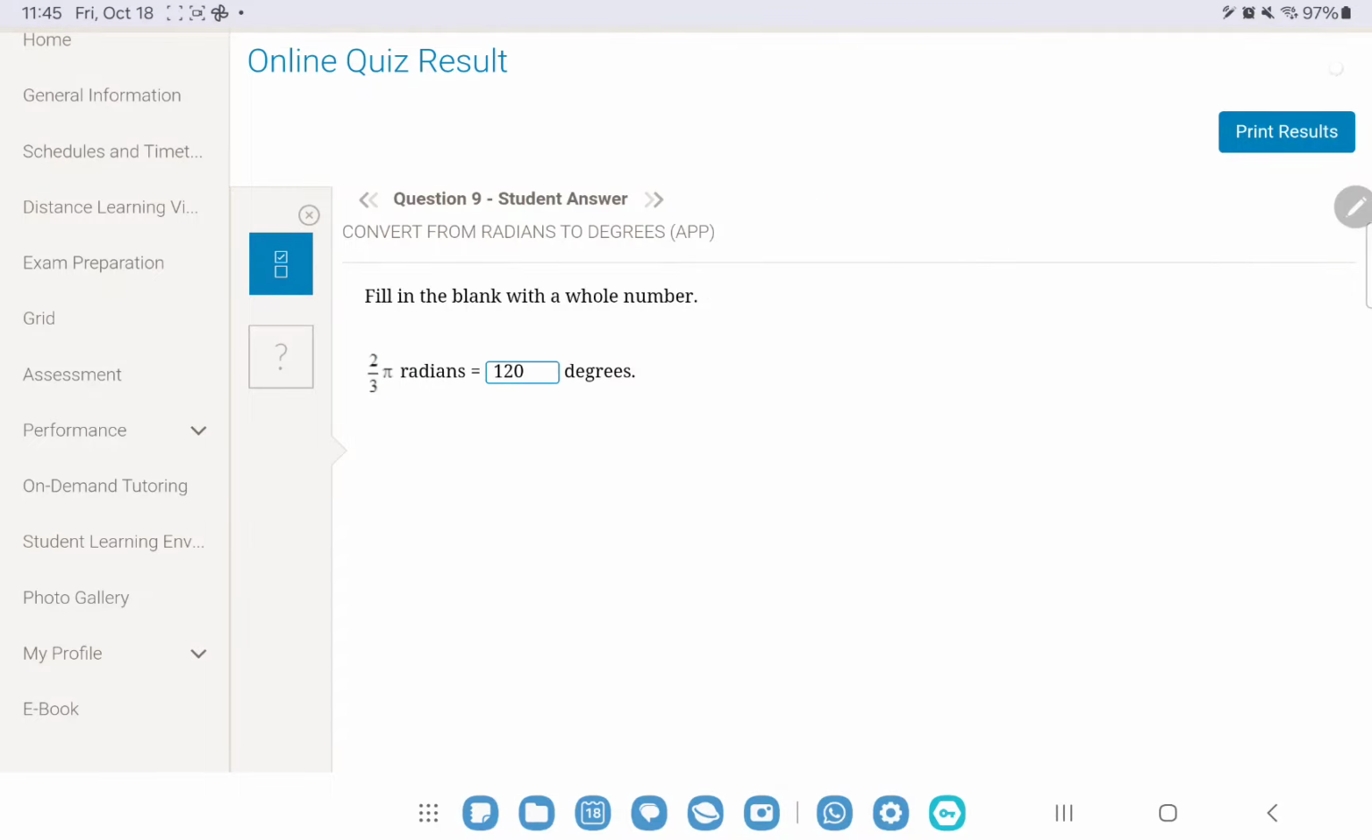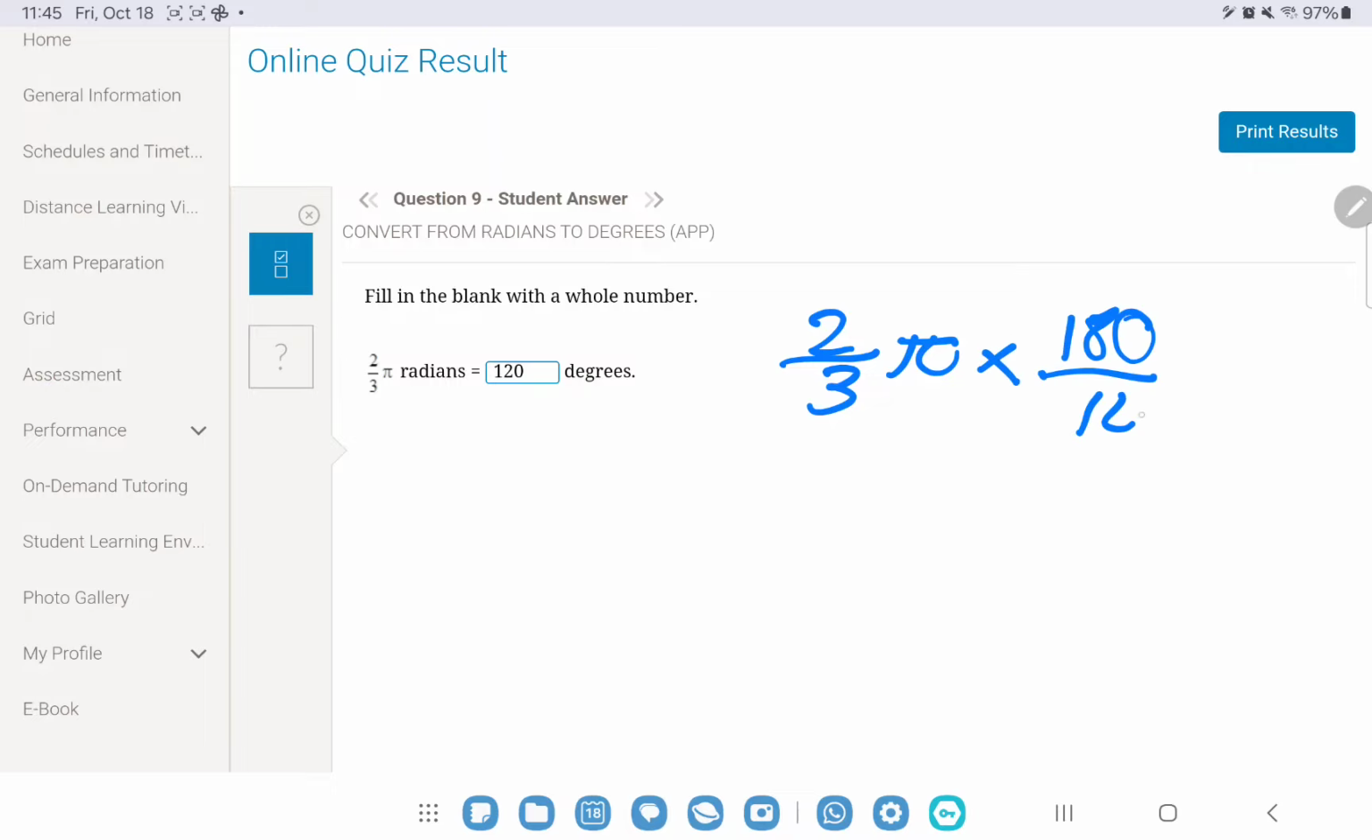Now let's go on to the next question. 2 over 3 pi radians to degrees. Again, radians to degrees. So 2 over 3 pi radians to degrees is times 180 over pi. Pi will cancel out with pi. 3 is going to cancel out with 180 to give you 60. 60 times 2 is 120. Like I said, these questions are really easy.